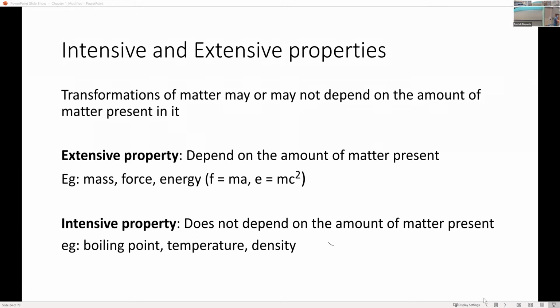Now, the boiling point, the temperature, and the density of water does not depend on the amount.